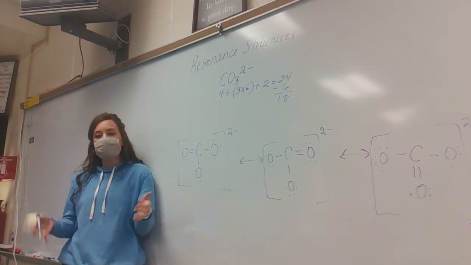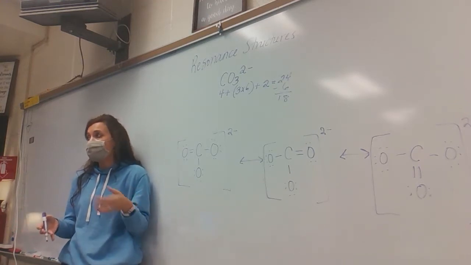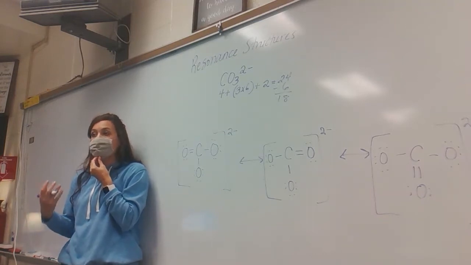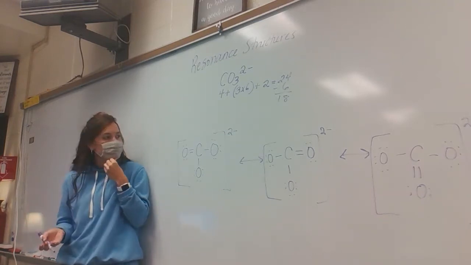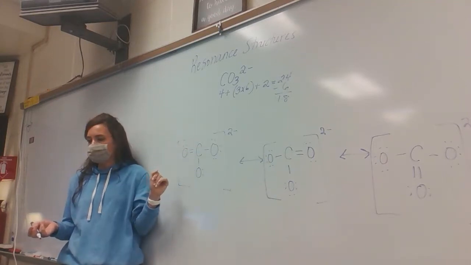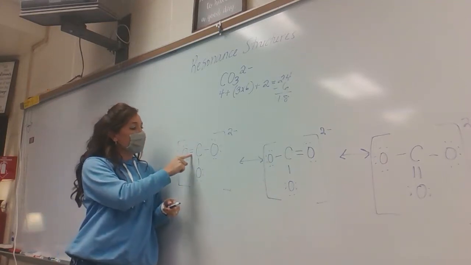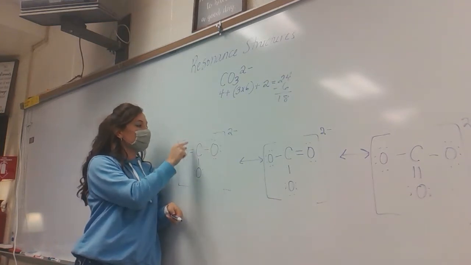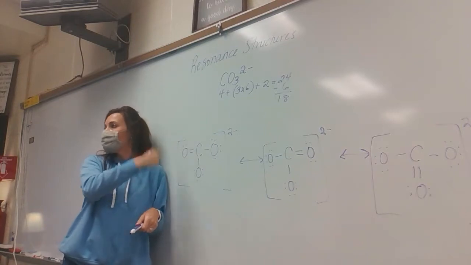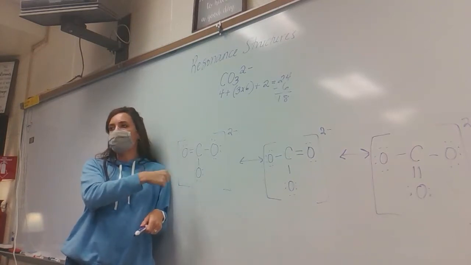And anytime we start dealing with things that are moving at the speed of light, we have to deal with quantum theory. That's what quantum theory is. It's dealing with things moving very, very fast. So these electrons are constantly in motion. And this double bond is here, and then here, and then here, and then here. Constantly. It's in a constant, rapid, very rapid motion.